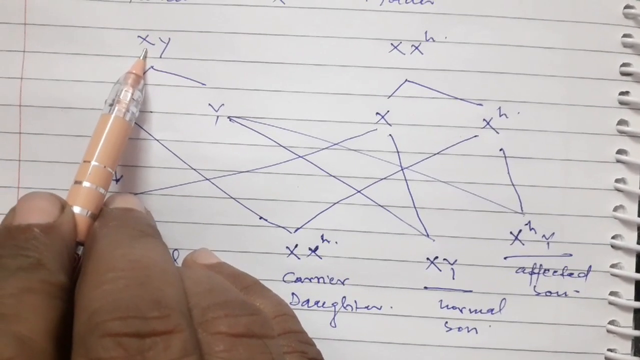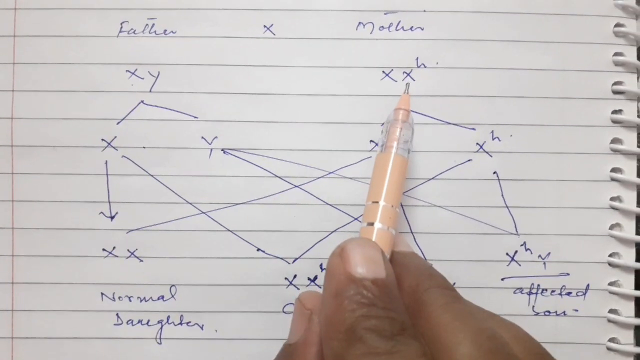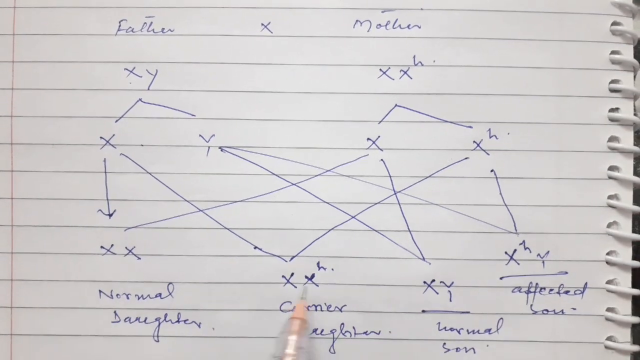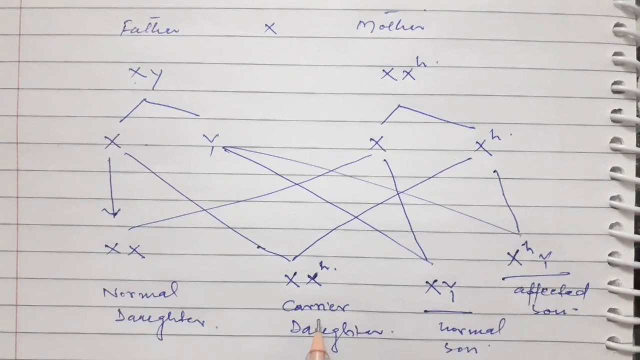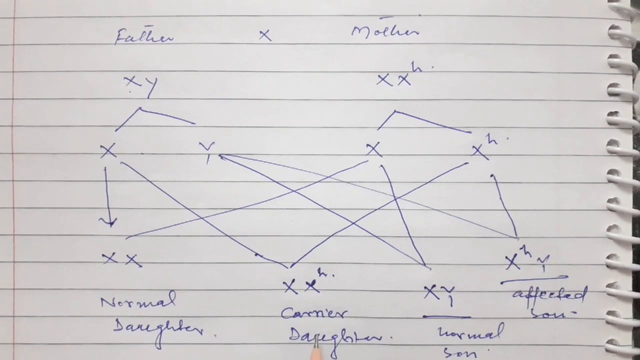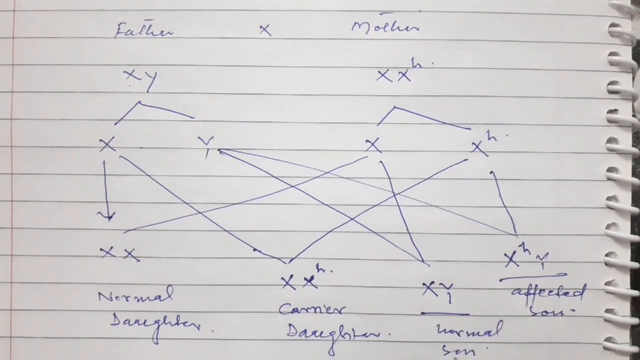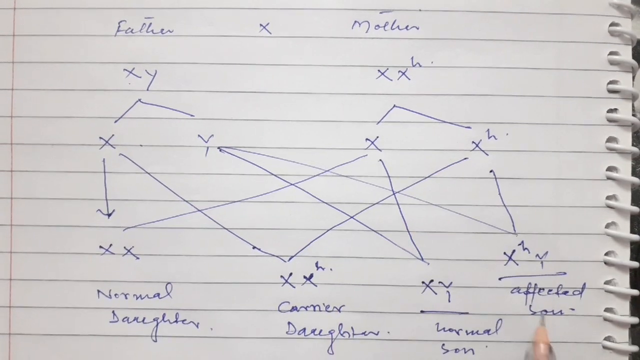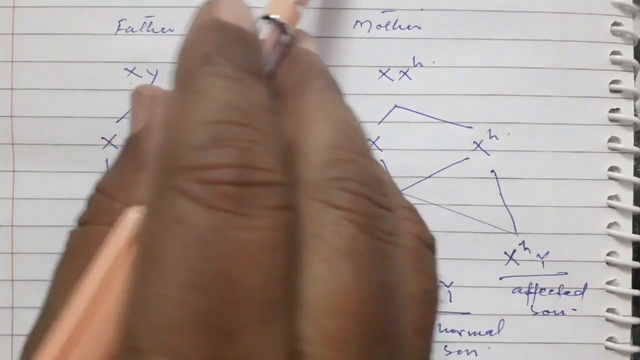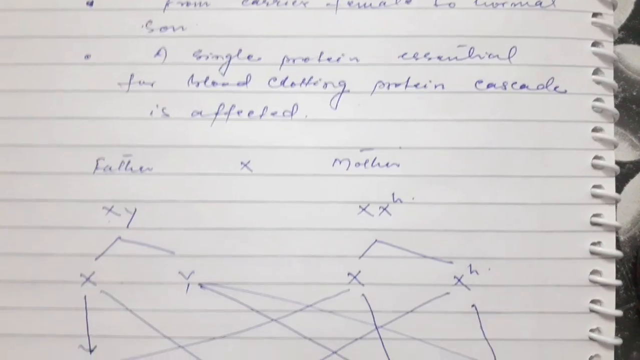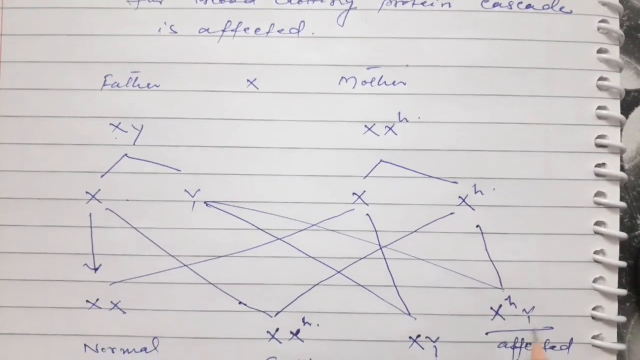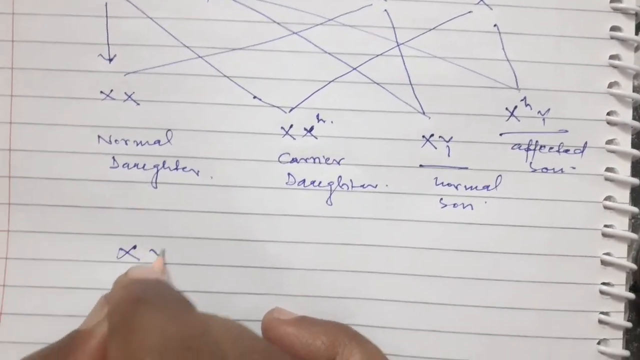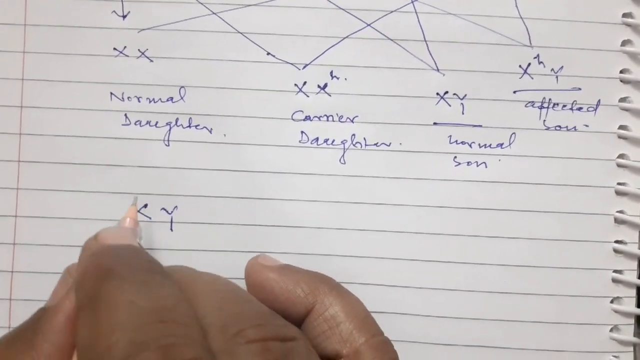As we see in this cross, father is normal, mother is carrier. So 50% of daughters are normal, 50% are carrier, and 50% of sons are normal and 50% are affected. As I have written here, from carrier female to normal son, the son is affected. In this way, you can complete this cross.